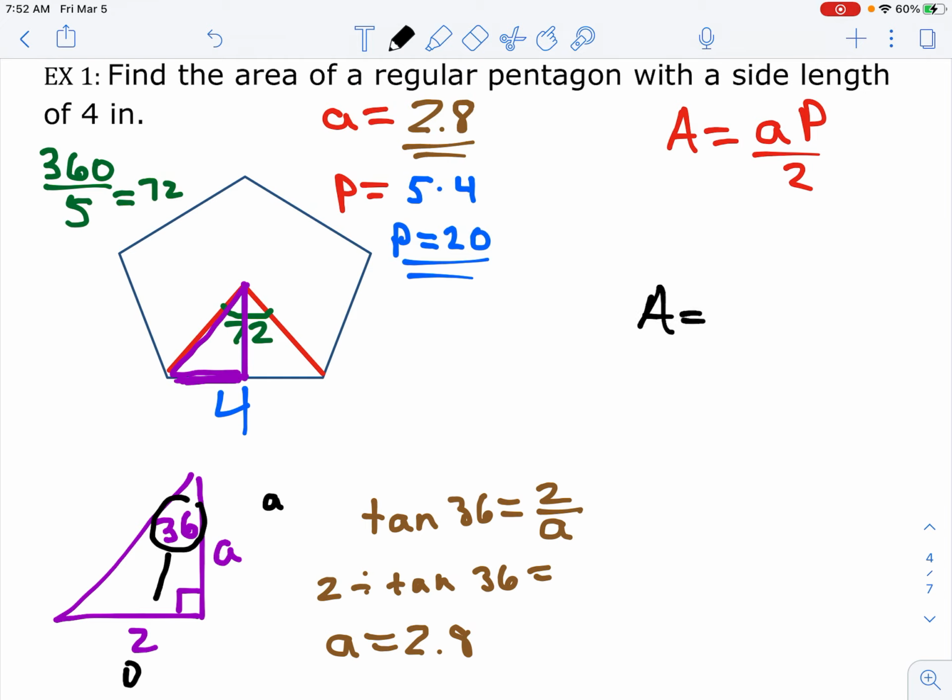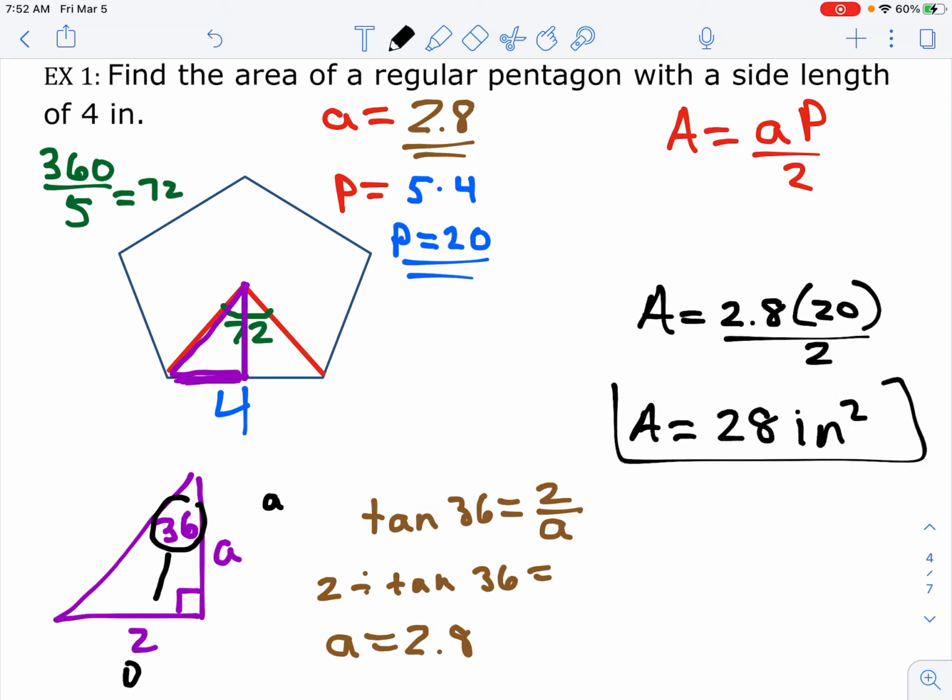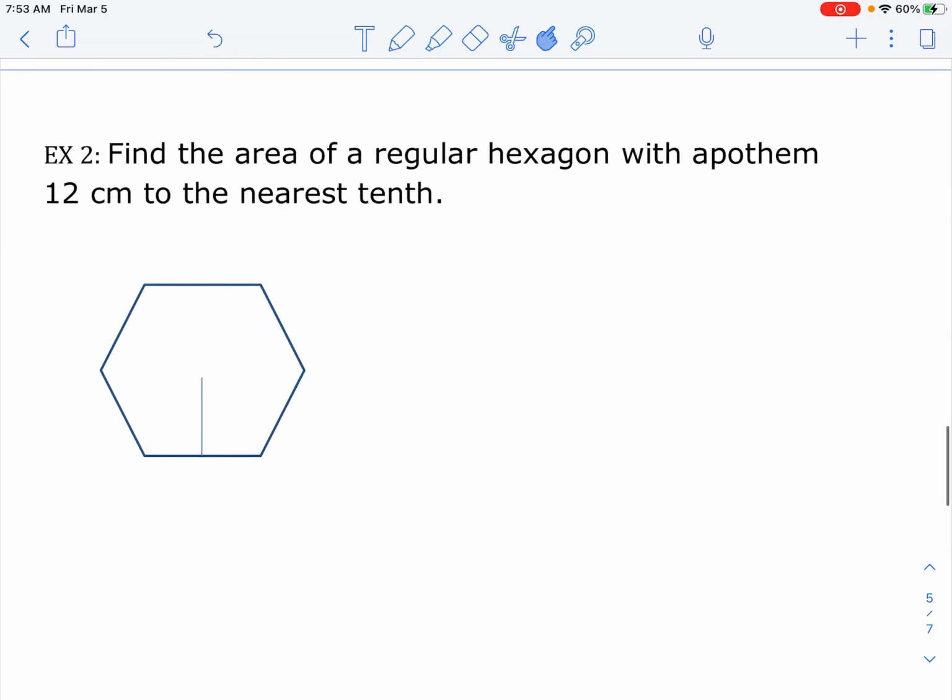Area equals apothem, 2.8, times perimeter 20, all divided by 2. If you calculate that, you get 28, and we're talking area still, so we're going to call it inches squared. So there's an example of a pentagon that gave us a side. All right, let's go to another example.